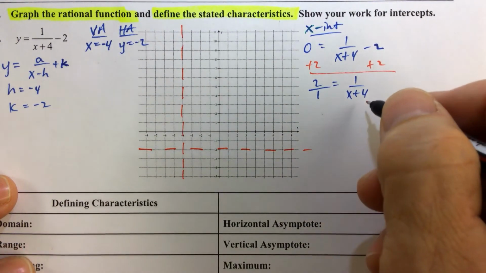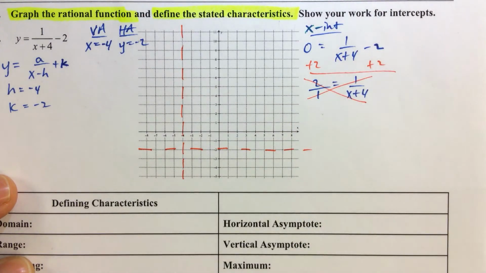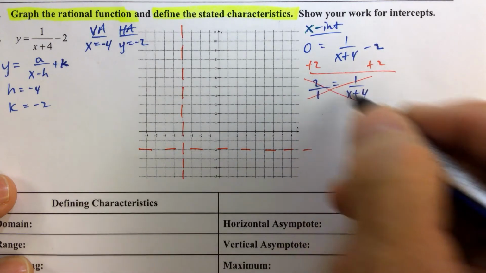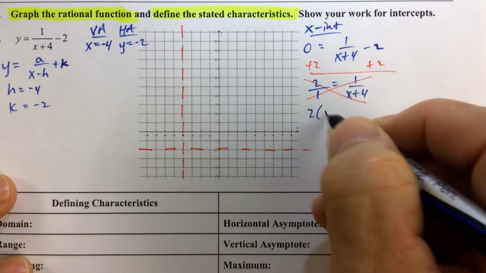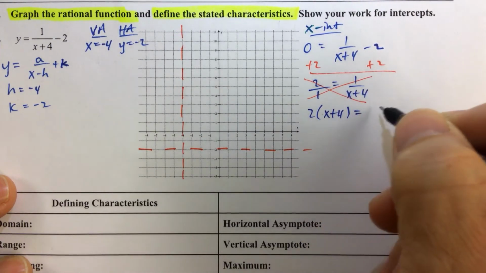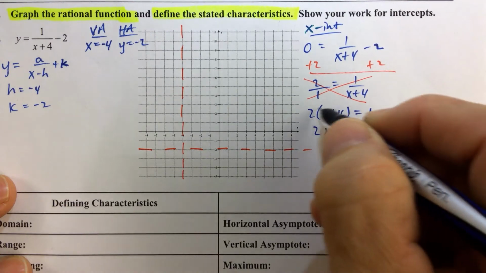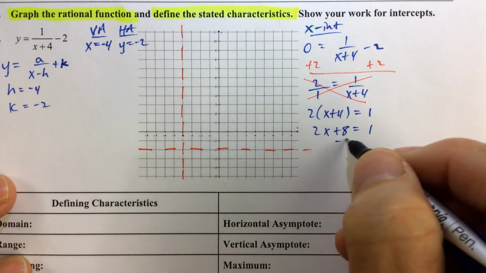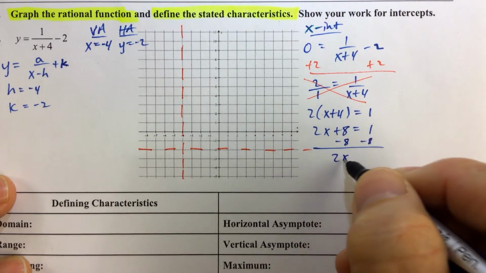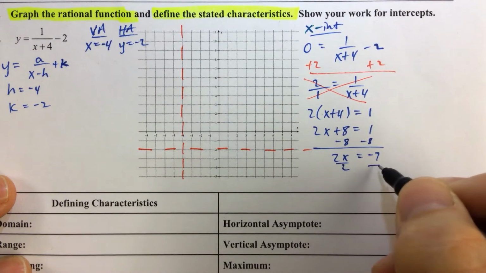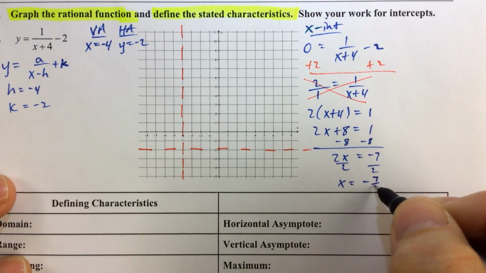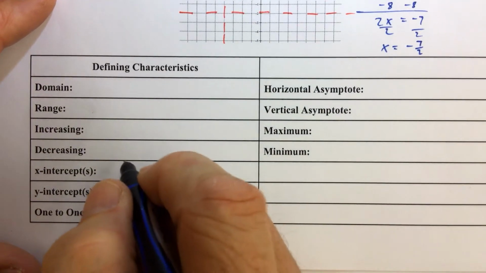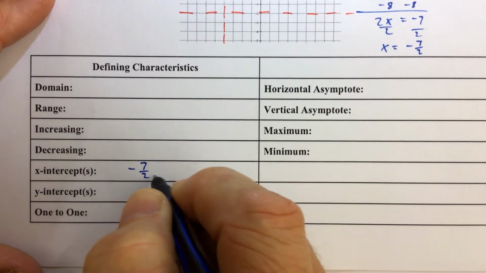And if you remember, when we have a proportion, solving a proportion means we're going to cross multiply. The two numbers on each diagonal are going to be multiplied together. So 2 times x plus 4 is equal to 1 times 1, which is 1. If we distribute the 2, we get 2x plus 8 equals 1. Subtracting 8 from both sides, we get 2x equals -7. And when we divide both sides by 2, we get x equals -7 over 2. So therefore, the x-intercept is -7 over 2, comma 0.